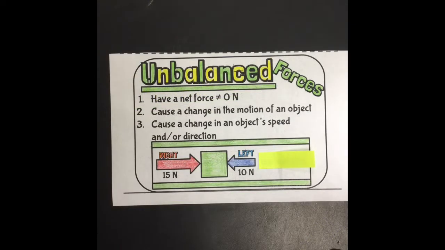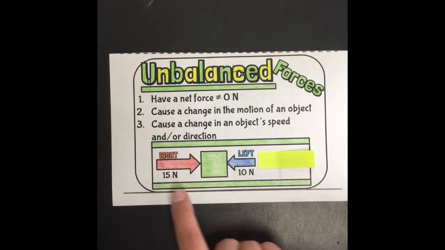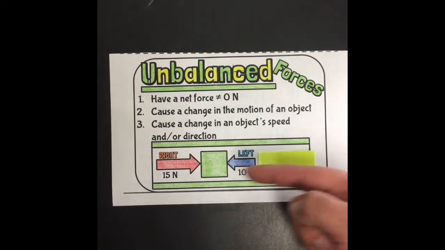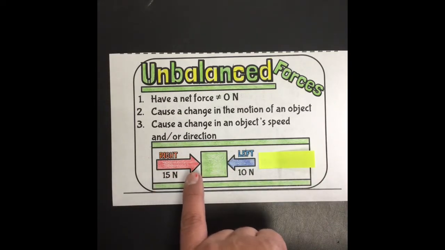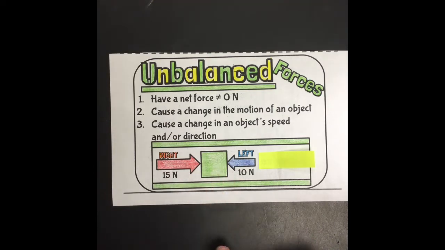Let's look at the example listed here. You've got pressure on that box coming from the right. It's registering 15 newtons of pressure. And then you've got 10 newtons coming from the left, or I should say being pushed to the left, and 15 newtons being pushed from the right. So you've got some give and take, kind of like tug of war.